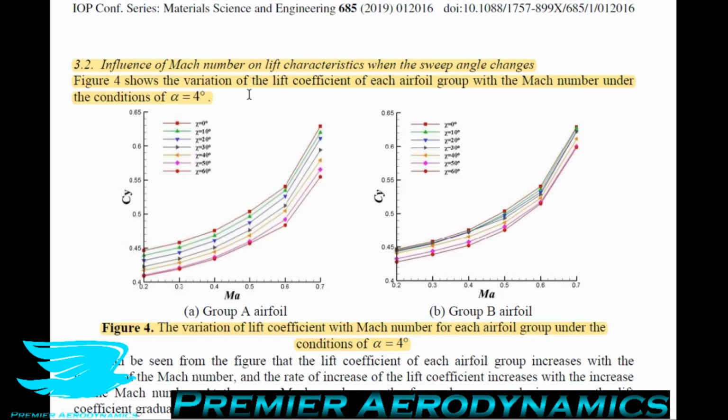Because as you change the sweep angle, the chord changes length, the thickness to chord ratio changes, and that changes the critical Mach number. So I just wanted to talk about that here. They don't go too much into that here. They have much lower Mach numbers here, but I wanted to talk about it because it does feed into this idea.